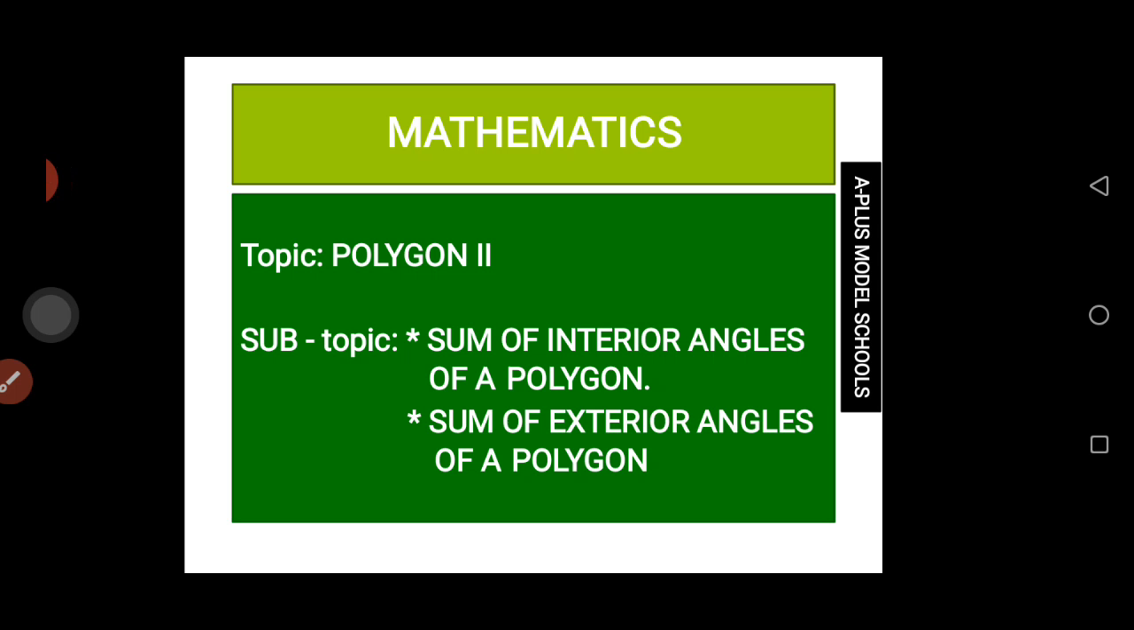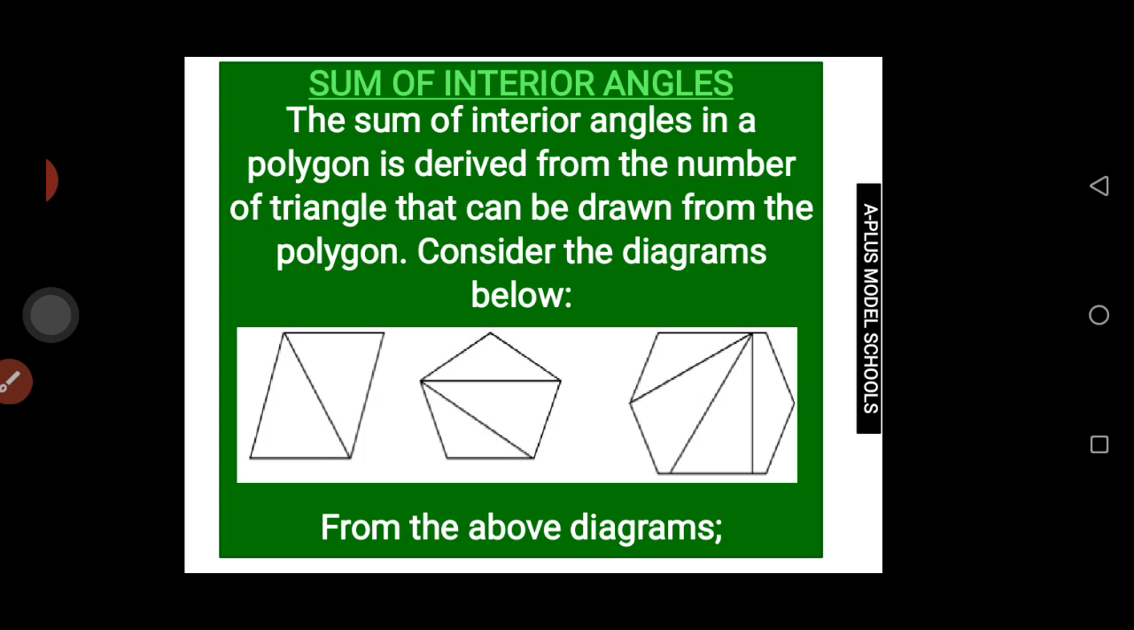But today we shall be moving to the sum of interior angles of a polygon and the sum of exterior angles of a polygon. Now, sum of interior angles. What do we call interior angles? Interior angles means angles that are present in a shape, angles that are inside a shape.